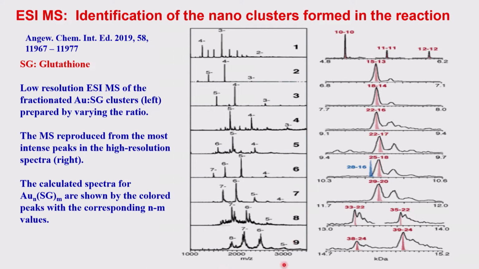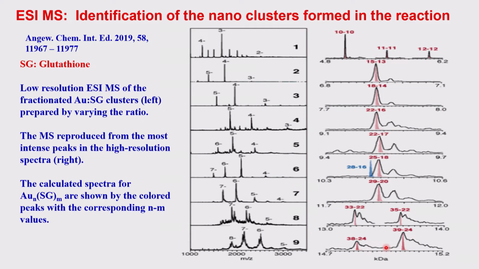So this peak has 38 golds, 24 glutathiones. Here you have 33 gold and 22, 35 gold and 22, and then here 29 gold and 20 glutathione groups, 25 and 18, 22 and 17, etc. You can see 10, 10, 10, 11. So these are all dependent upon the ratios that you have. The lower the amount that you have, the lower the number of thiol groups you see, and the higher it is, the higher the number you would see.